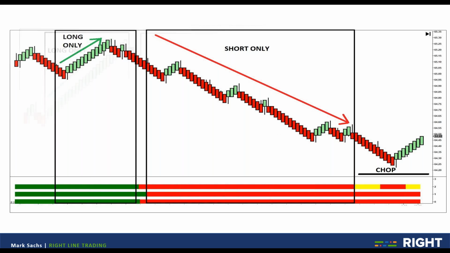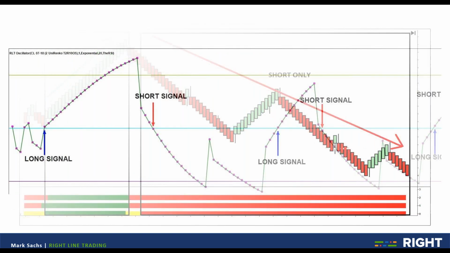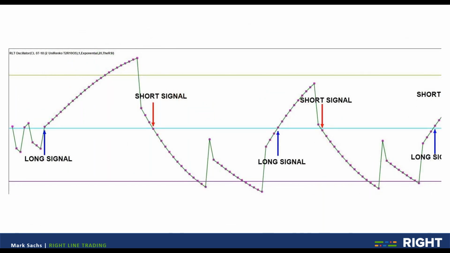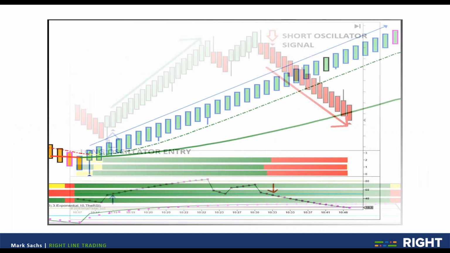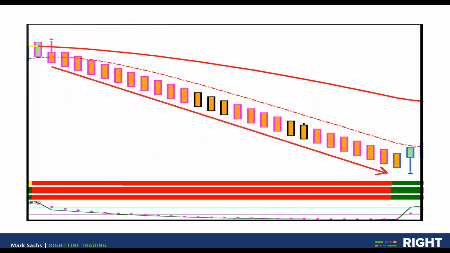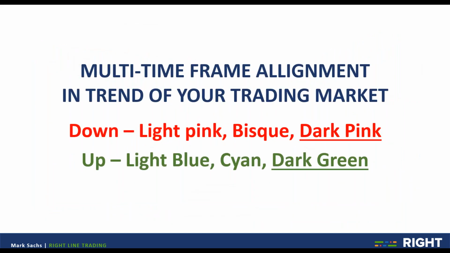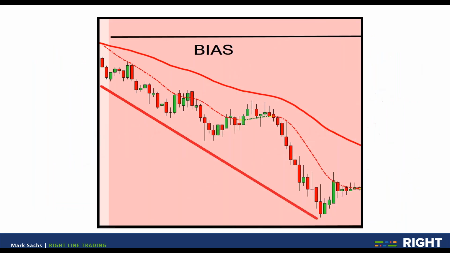I want you to know a little bit about what runs it. Now, I'm not even going to talk about the oscillator. And I'm not even going to talk about these entries because these entries are a little bit different than what I want. I do want to talk about background bias.